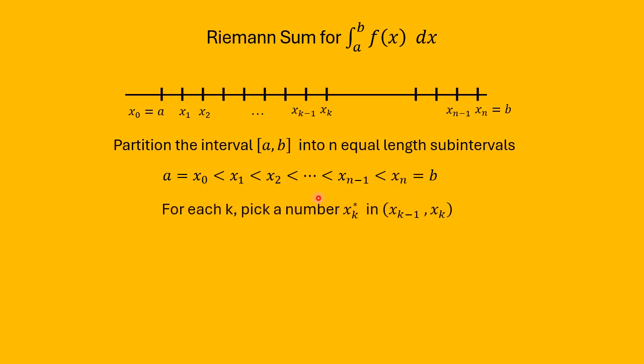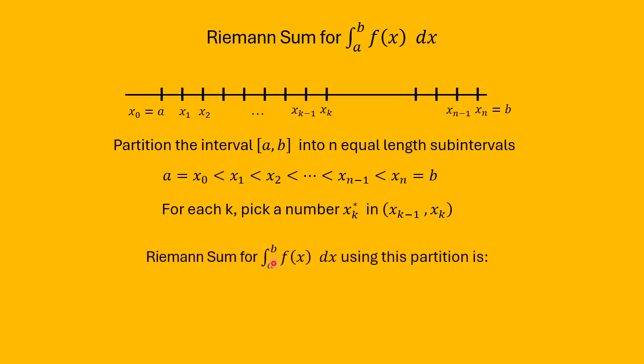And then for each k, in other words, for each subinterval up here, pick a number x of k star in the subinterval x of k minus 1 to x of k. So for instance, up here in this diagram, in this subinterval right here, we will pick somewhere in here, doesn't matter where, x of k star. Actually, we could use a closed subinterval here. X of k star could also be one of the two endpoints, but somewhere in there, pick x of k star. We do that for each of these subintervals.